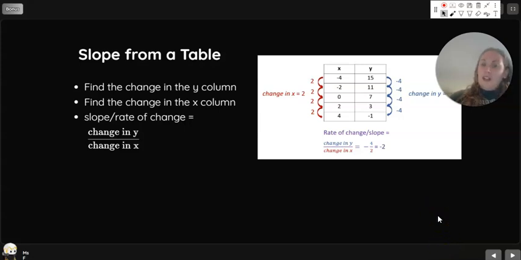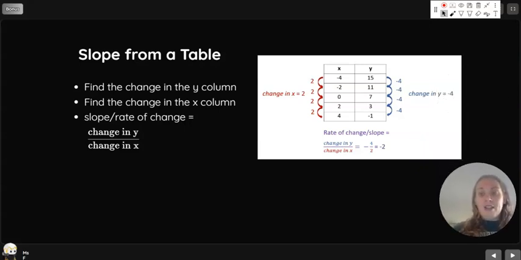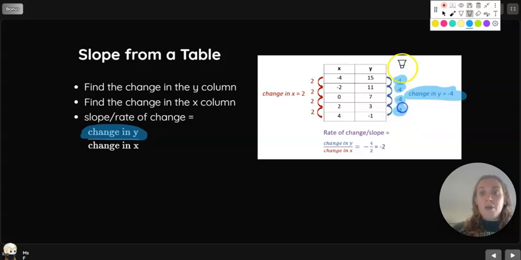We can also find slope from a table. To do that, you want to find the change in y, that is our rise, and divide it by the change in x, which is our run. So we have our change in y on top, and we get that from our y values. Notice the change, if it's linear, will be the same each time, just like those arithmetic sequences.